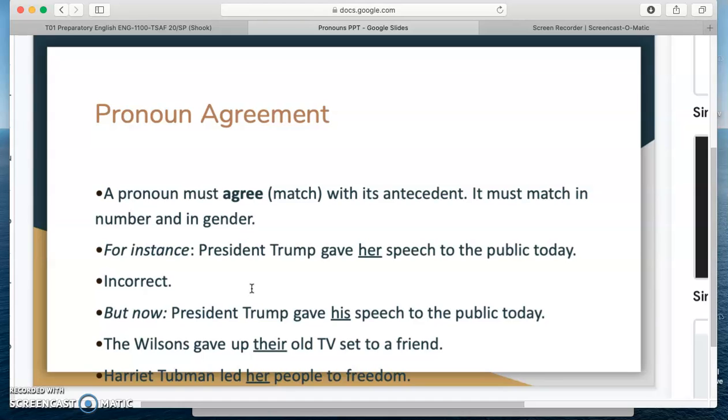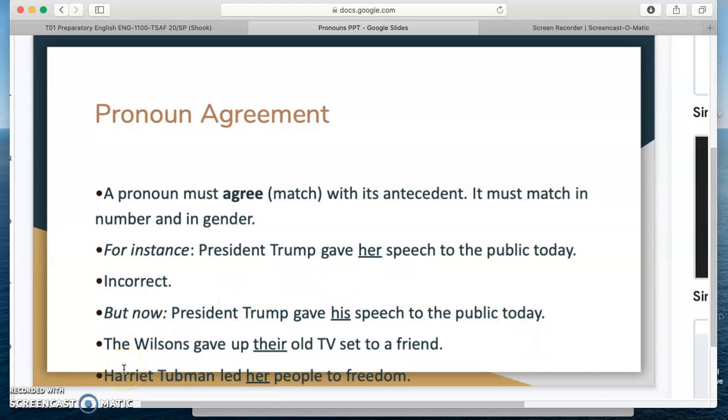We can assume that the Wilsons are made up of men and women. But with this S right here on Wilson, we can assume that this is a family of two or more people, therefore there are multiple people. There is a plural pronoun, so the Wilsons gave up their old TV set to a friend.